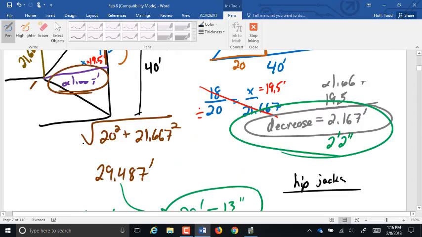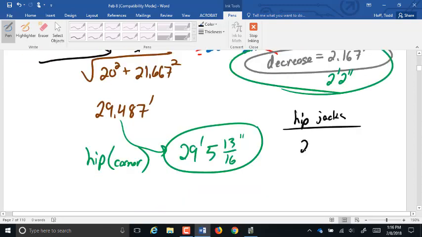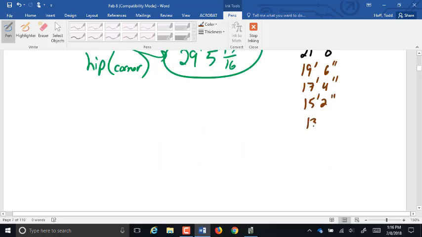that longest jack is 21.667. That's 21 feet 8 inches. The next jack, you'd subtract 2 feet 2 inches. That's 19 feet 6 inches. 17 feet 4 inches. 15 feet 2 inches. 13 0. 10 10. 8 8. 6 6. 4 foot 4 and 2 foot 2 is probably as short as we'd go. That's all of the lengths of all your different jacks.